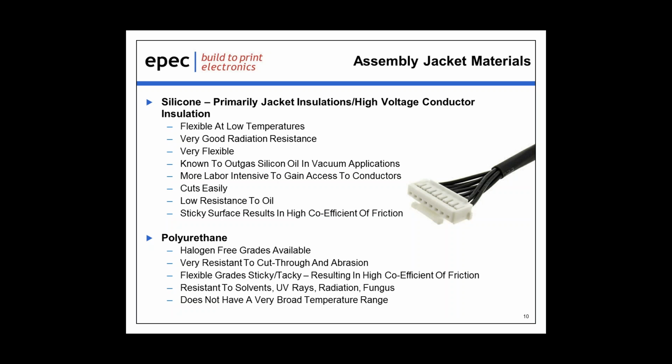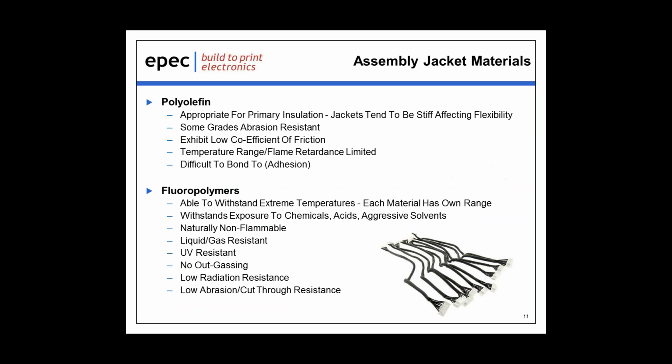Polyurethane is a very cut-through and abrasion-resistant compound, and a pretty good choice for harsher environments. The more flexible grades, again, have a tacky finish, causing installation to be difficult when you have to slide one alongside another. Polyurethanes are resistant to solvents. They can stand up to UV rays, have good radiation and fungal resistance, and they do not, however, have a very broad temperature rating. So again, certain applications will lend themselves more to polyurethanes and other compounds.